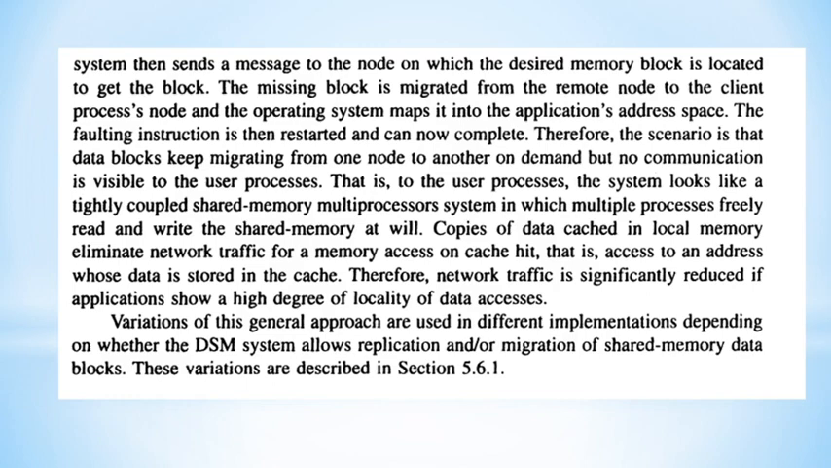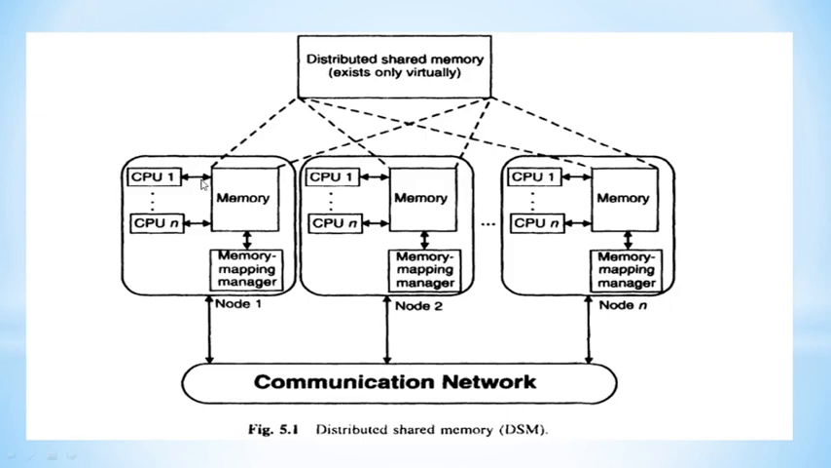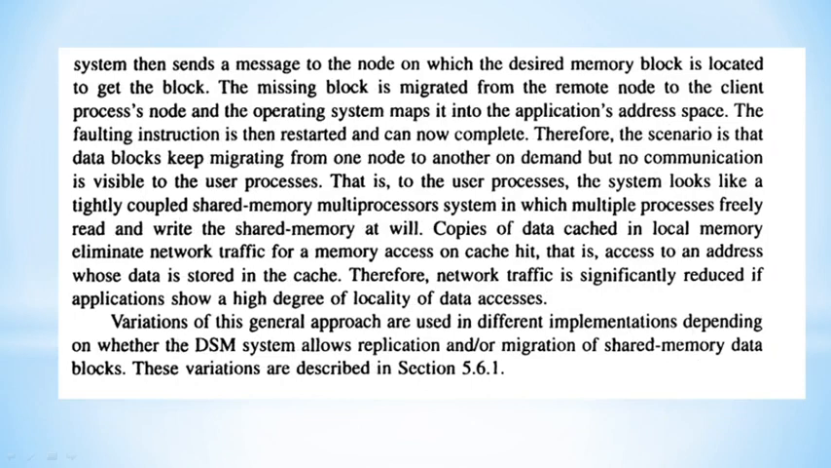So the data blocks may keep on migrating from here to here or here to here; like that they keep on migrating as it is a shared memory space. They can migrate from one node to another depending on demand. The communication is not visible to the user process, so it may look like a tightly coupled shared memory system. It can freely read and write the data to the shared memory at a time.